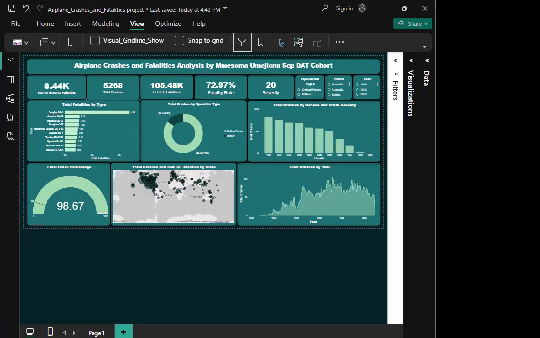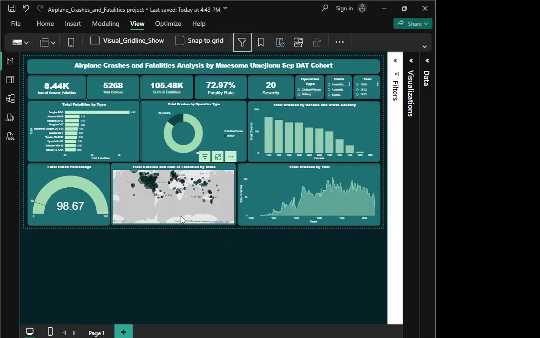So moving on to the gauge below, the gauge shows a fatal crash percentage of about 98.67%. This means that nearly all recorded crashes involved fatalities, reinforcing how critical even a single aviation accident can be.